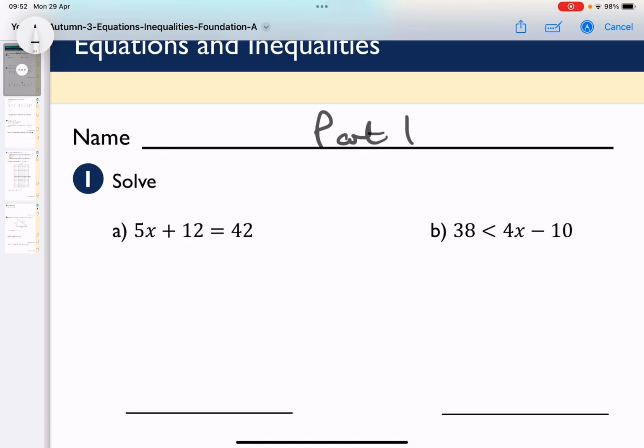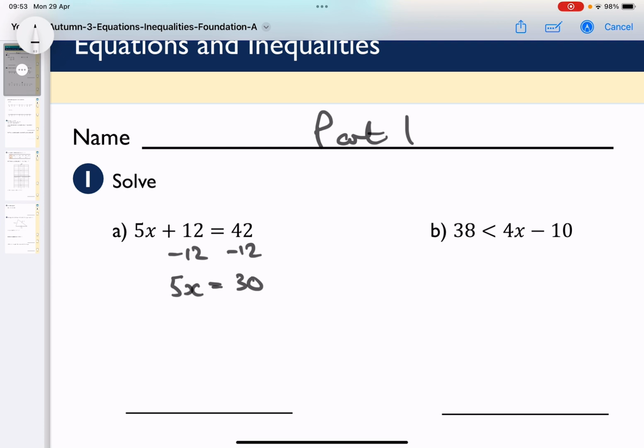Look for the constant. The constant is the bit that we add or subtract. In this case, it is 12. It's not connected to the x. So I personally put that on both sides. We've got an equation, so it's got a balance. And then what I've got is 5x equals 30.